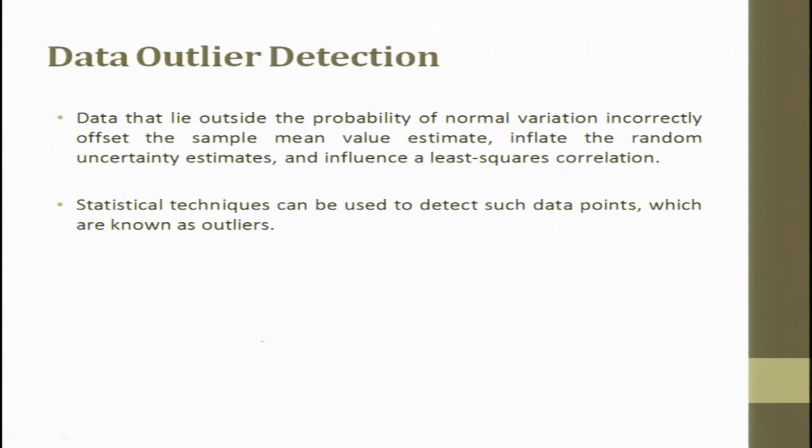Sometimes we have data outliers which are due to some assignable causes or which are due to some non-random causes. So we need to find out where is the data outlier. There is a rule to find that.